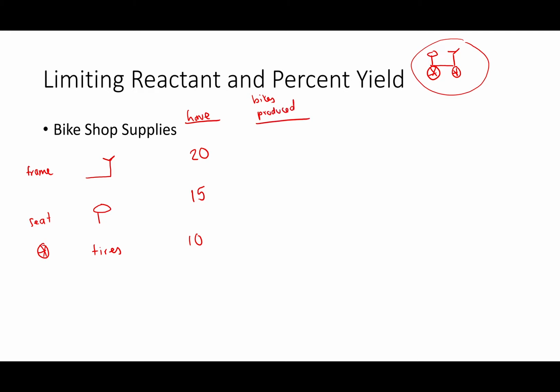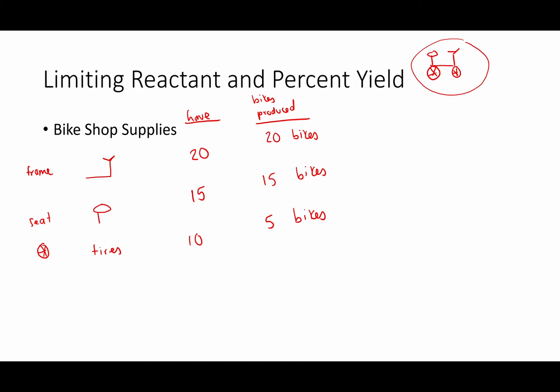So if I only had to worry about my frames, I would be able to make 20 bikes. If I only had to use my seats, I would be able to make 15 bikes. And with my tires, this one's kind of tricky. I couldn't make 10 bikes out of my tires. I would only be able to make 5 bikes because of the numbers of tires I have.